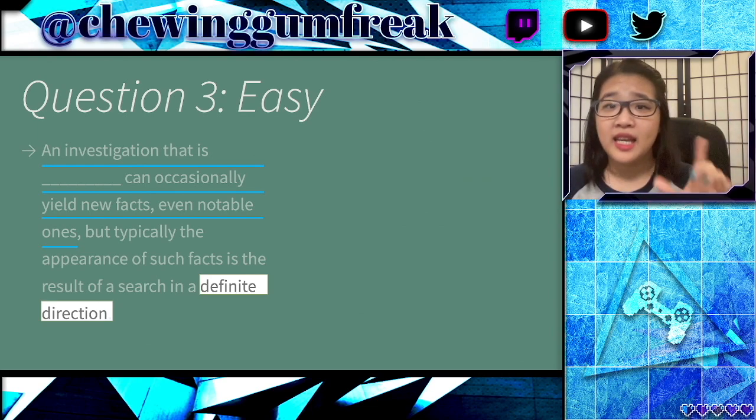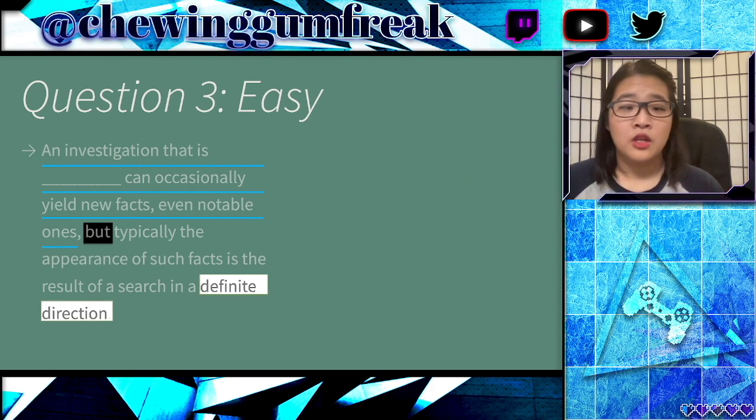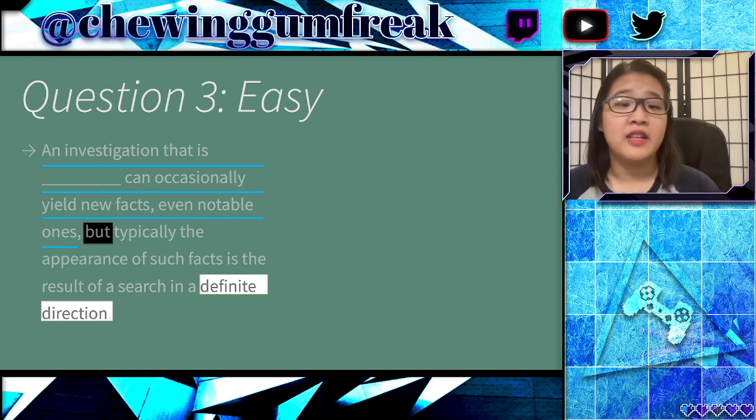And then the second part of the sentence, starting with but, remember that's one of the negative transition words that we saw on the previous slide. The second half of the sentence tells us that what comes after is opposite, or it provides kind of contrary ideas to that main clause. So typically the appearance of such facts is the result of a search in a definite direction.